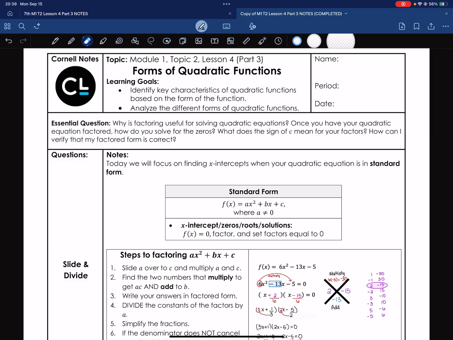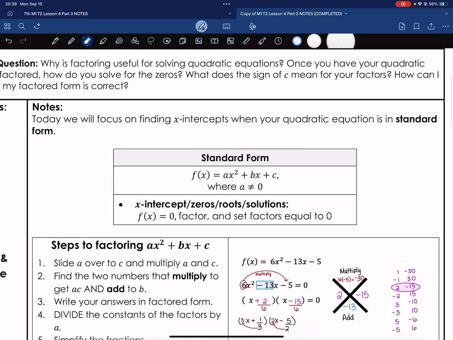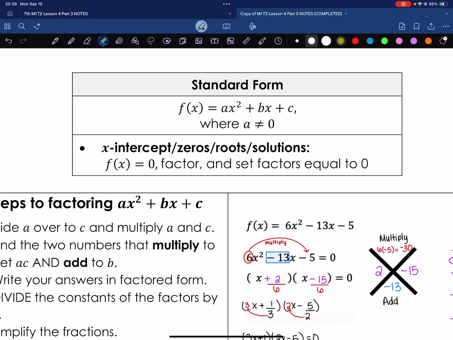Why is factoring useful for solving quadratic equations? Once you have your quadratic equation factored, how do you solve for the zeros? What does the sign of C mean for your factors? And how can I verify that my factored form is correct? So here we go.